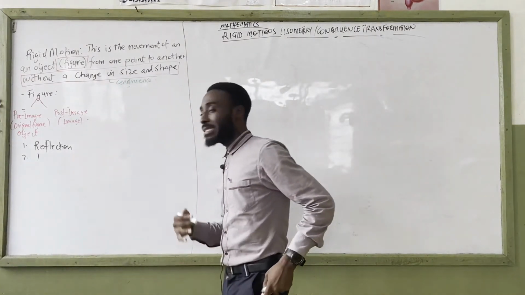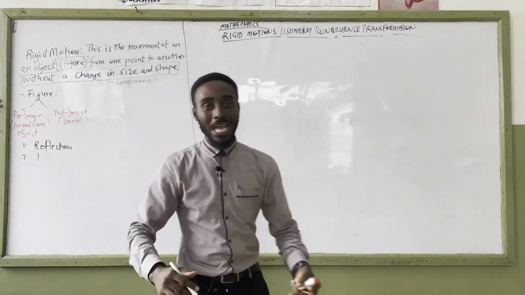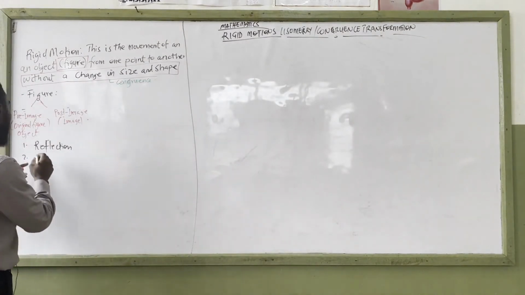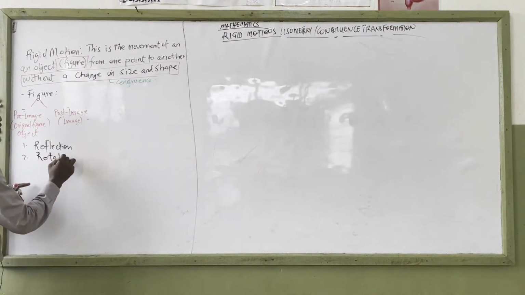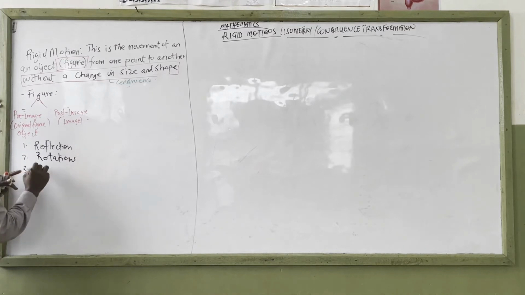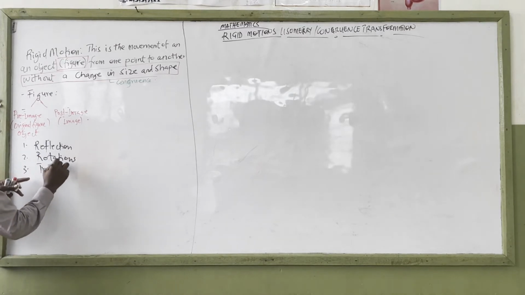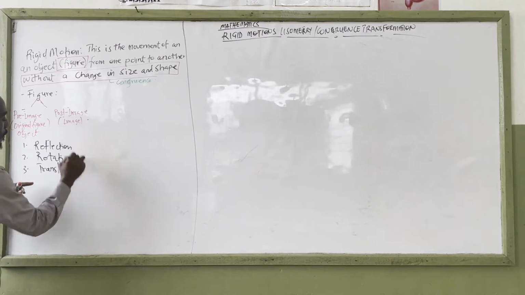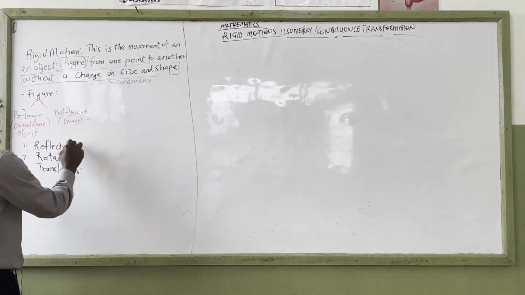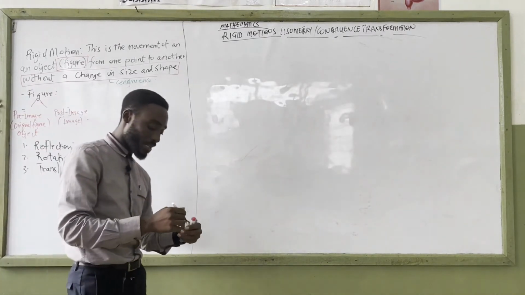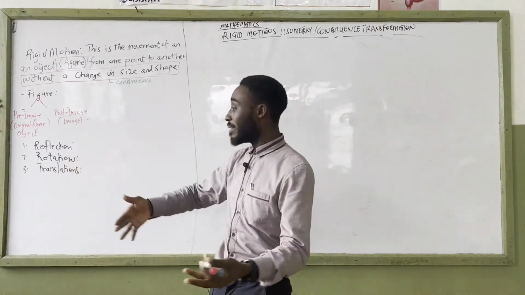We have three main types of rigid motions. We have reflections, we have rotations, and then we have translations: reflections, rotations, and translations. These simply are everyday occurrences.